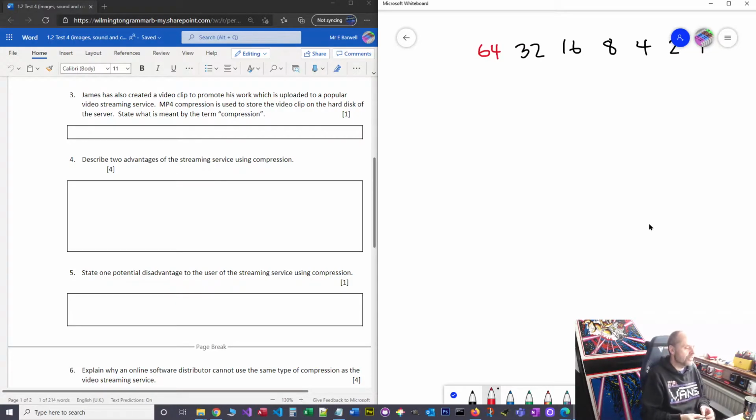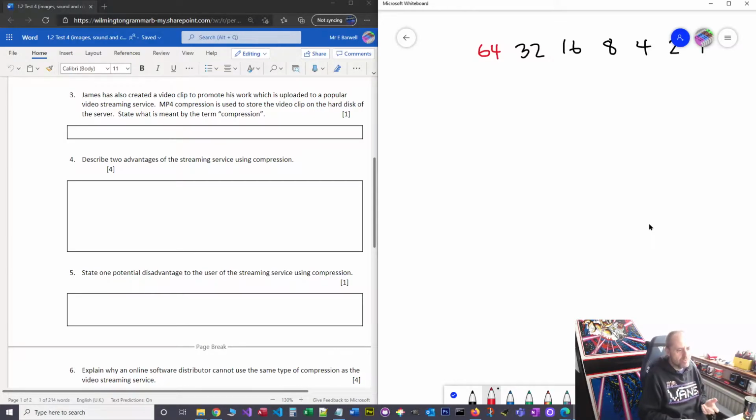So obviously, I think most people got this correct. Compression is reducing the size of a file. There are loads of methods, and it didn't ask us how we can do that. We just reduced the file size of a file. It didn't ask us what the consequences were, because that's the next question.